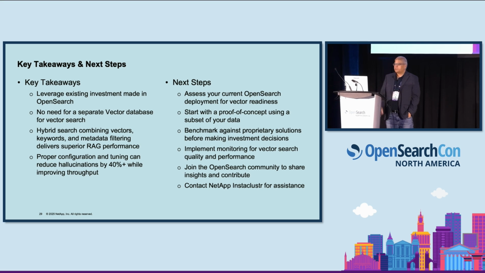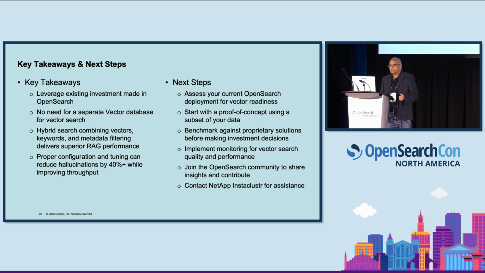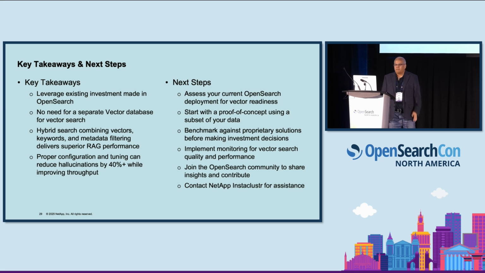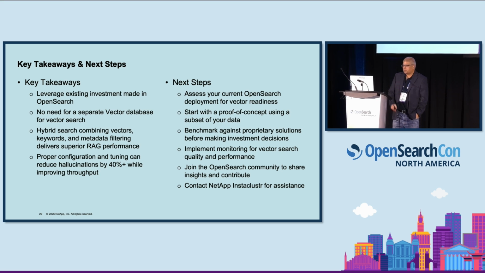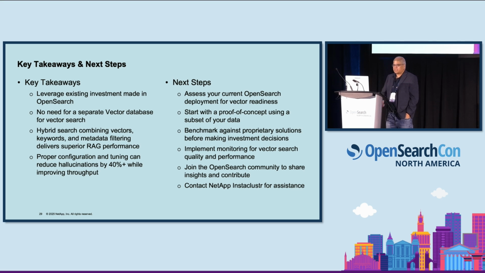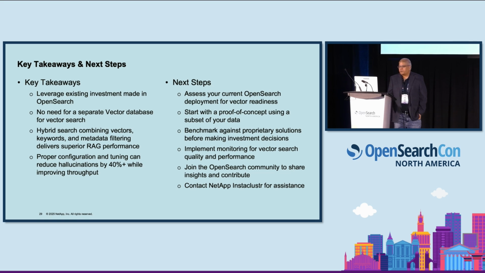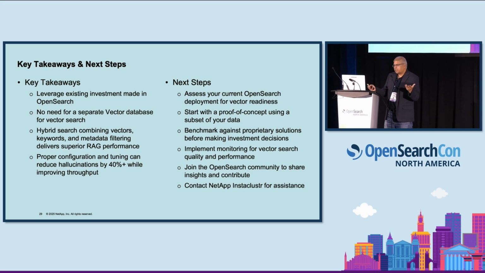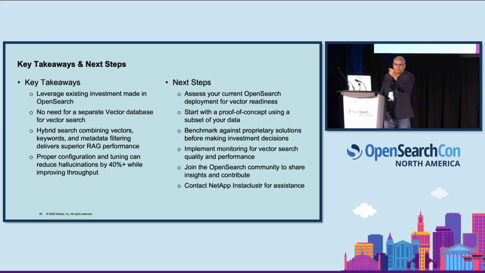So what are some of the next steps? You can assess your current OpenSearch deployment for vector readiness, and we can help you with that. Start with a proof of concept using a subset. Again, we can help you with that. Benchmark against a proprietary solution, maybe a proprietary vector database, and see how different or how similar it is. You can implement monitoring for vector search. You can join the OpenSearch community. And as I said, we can help you with any of those items.